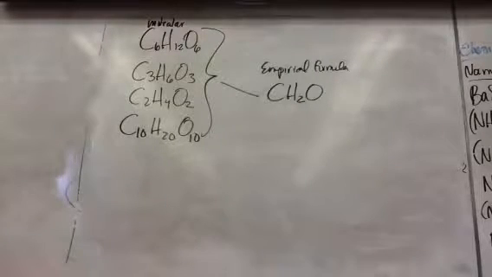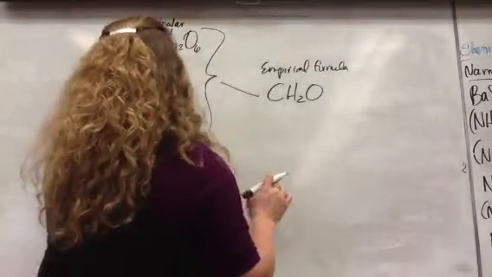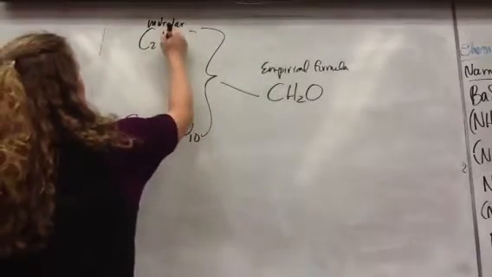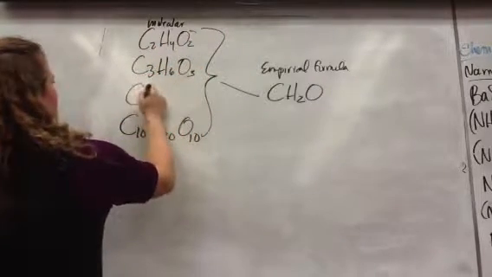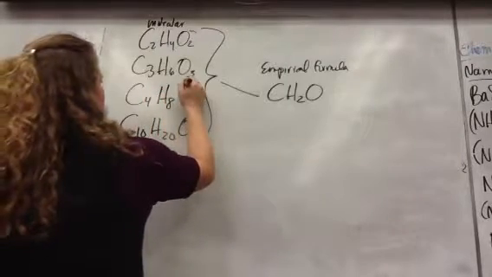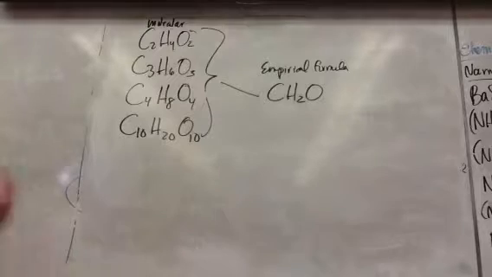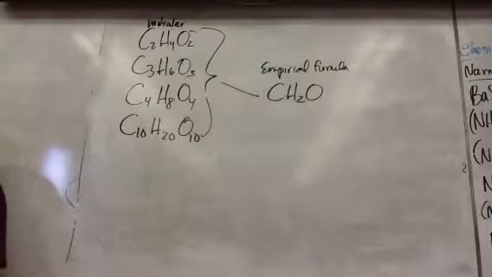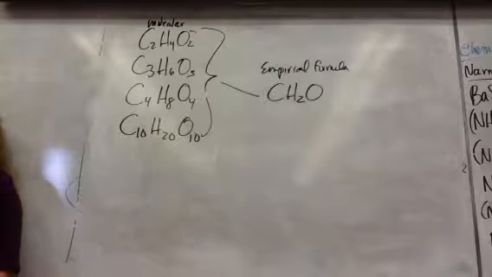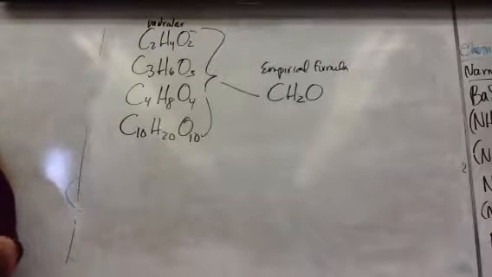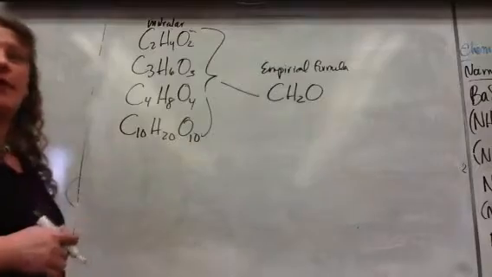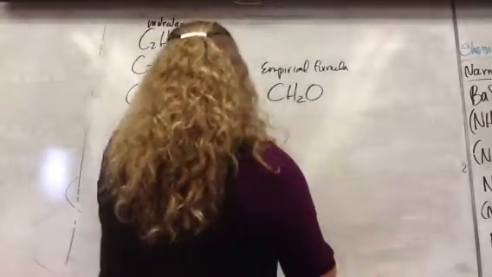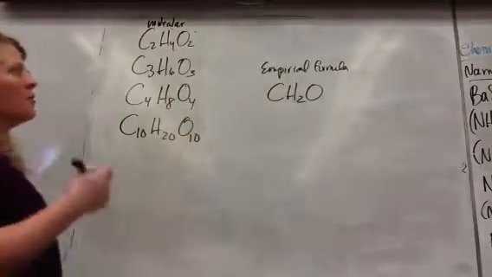So, actually, you know what? Stop. Let me rearrange something here. C2H4O2, C3H6O3, C4H8O4. Okay, there. Sorry. Now, there is a relationship between something's molecular formula and its empirical formula. There is some multiplier for each one of these. And that multiplier, you just multiply the subscripts by, and lo and behold, you've got the molecular formula.